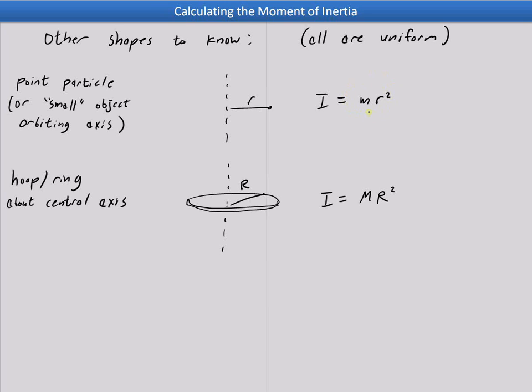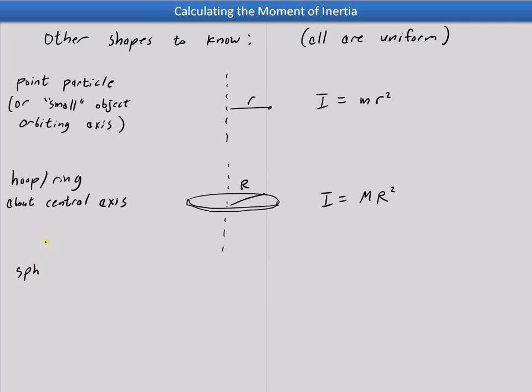Up here we used lowercase because we just had one particle. That's sort of a convention. And then for total mass and total radius we'll use uppercase letters. And we could have actually figured this one out conceptually. Why is the constant 1? Well, in this case, all of the mass is at the same distance from the axis. All of the mass has distance R, and so that's got to be the constant.